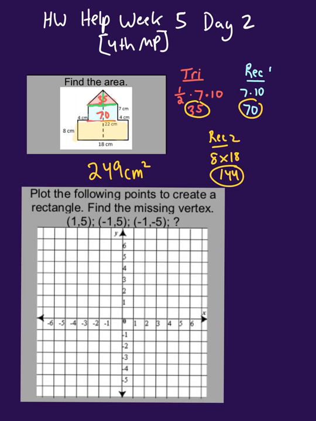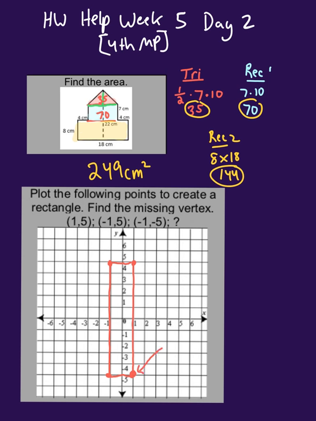So let's go down to this one below. It says, plot the following points to create a rectangle. Find the missing vertex. So let's start by plotting these 3 points. So let me get my pen ready. I'm going to start with 1, 5, over 1, up 5. Negative 1, positive 5. And negative 1, negative 5. So to make a rectangle, we would need to go down here and here. So that means our missing point has to be right there.